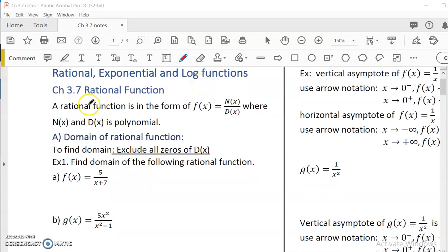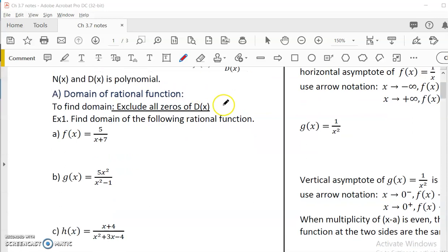So the first one we're going to study actually belongs to part of chapter 3, 3.7. This function is related to polynomial. That's why it's in chapter 3, because the form of the function in terms of formula is a ratio of two polynomials, n of x over d of x. And of course, we want d of x to be a polynomial function, not a constant function. So there is an expression in the denominator. That would be a rational function.